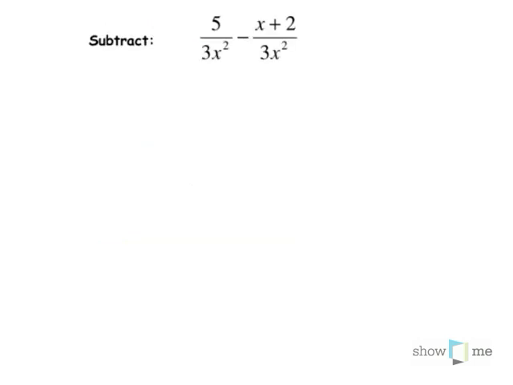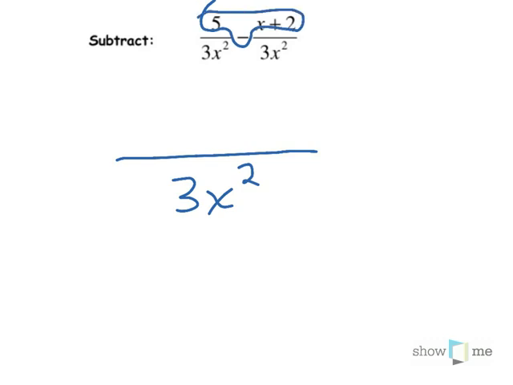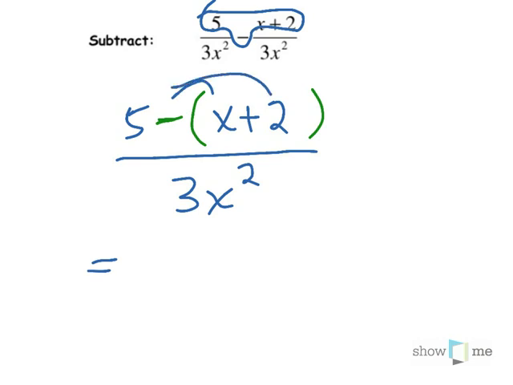Same type of thing here. The lowest common denominator is 3x squared, so I'm going to keep that. But one little tiny thing to worry about here is when you're subtracting the x plus 2, that minus sign really applies to the entire x plus 2. So one way for me to write this would be 5 minus, and then in parentheses, I'm going to put in the x plus 2. It's very important you do that because you have to subtract the x and you have to subtract the 2. So really, when you distribute that negative, you can think of it like a negative 1. It's a 5 minus x minus 2 all over 3x squared.